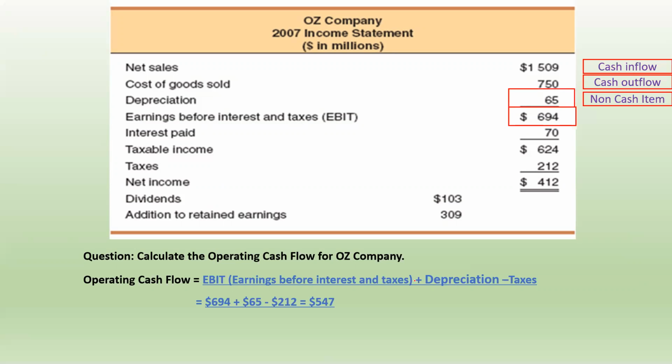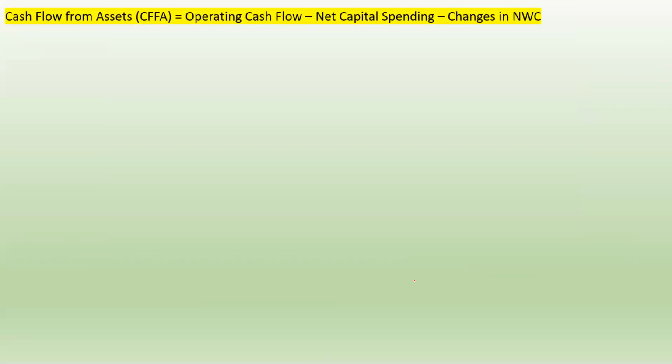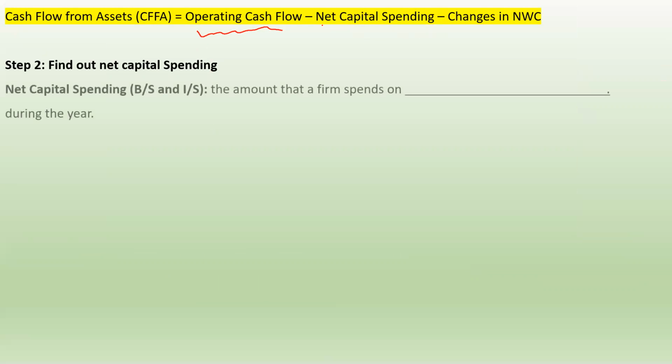So we add the earnings before interest and taxes with depreciation. We can get the net cash flows. And of course, we have to pay tax. So we add depreciation, minus taxes, that is operating cash flow. The second step, if we look at the formula, first we already have this operating cash flow. The next step, of course, is to find out the net capital spending.